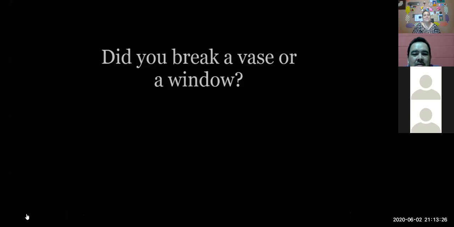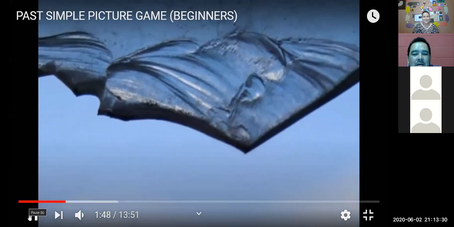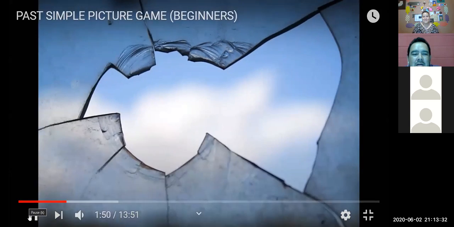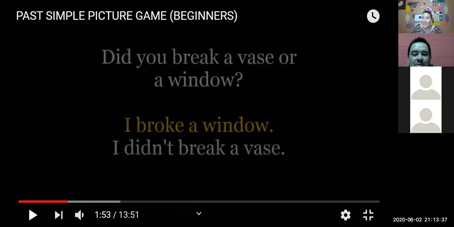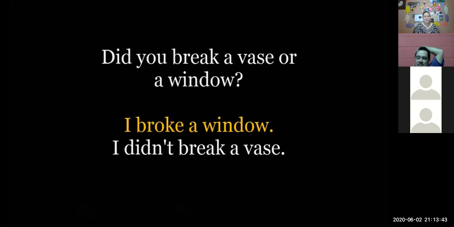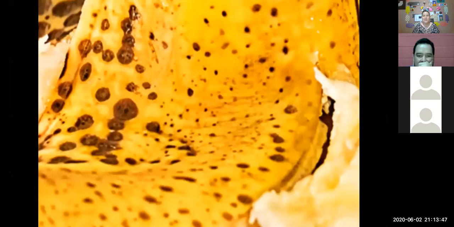More chocolates to my collection. I broke a window. I didn't break the vase. Okay. Virtual chocolates. I want virtual chocolates on WhatsApp later on.